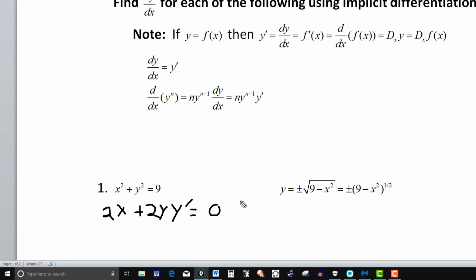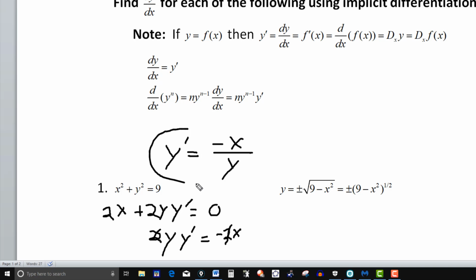The derivative of a constant is 0. So then this will give me 2y y prime equal, I'm solving for y prime, so bring this over, minus 2x. The 2's are going to cancel out here. So you can see that y prime is going to equal minus x over y. So this is the derivative using implicit differentiation.